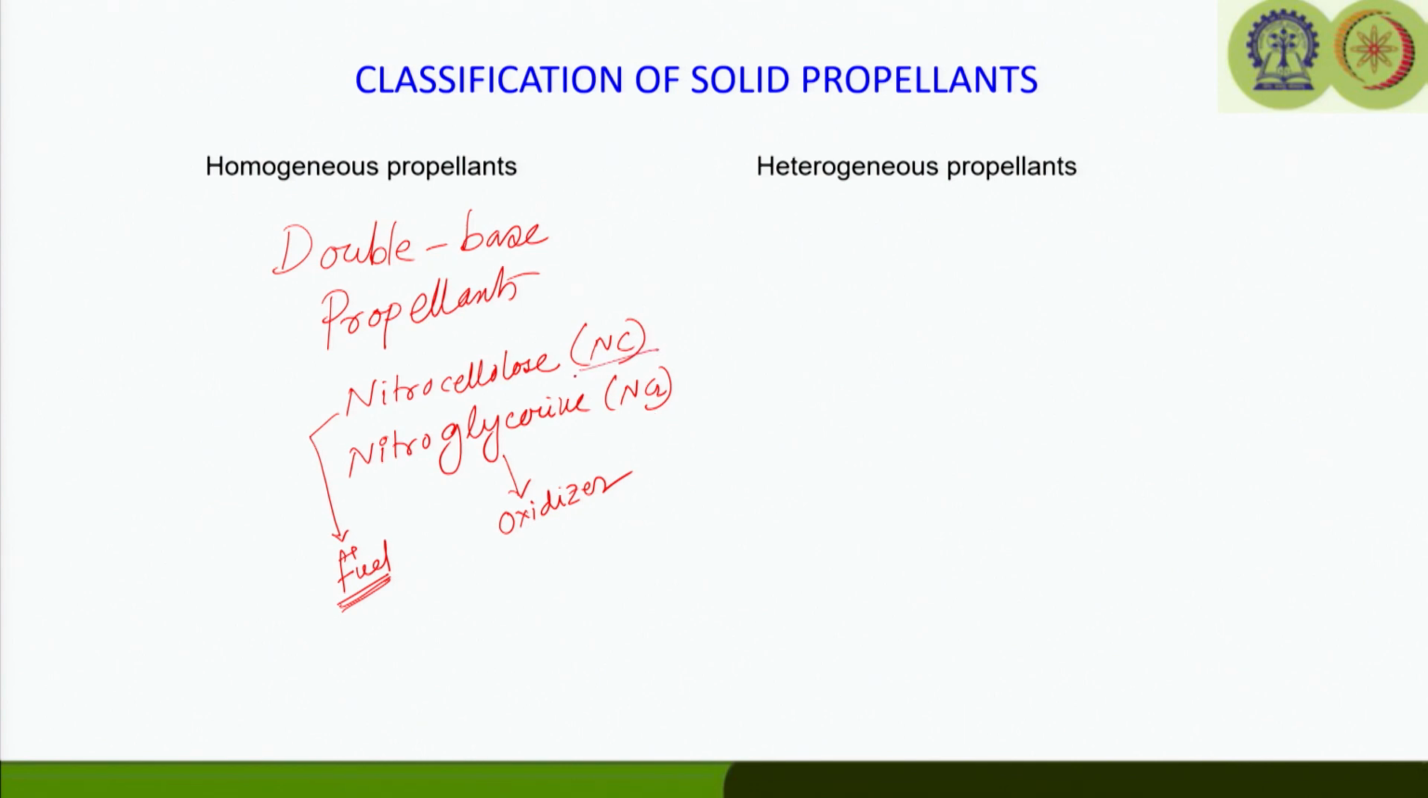Now, both the nitrocellulose and nitroglycerin can act as single propellant, because they have the capability to act as both fuel and oxidizers. However, for double base propellant, the nitrocellulose part is acting as the fuel, whereas the nitroglycerin part is acting as the oxidizer. Once they mix together, they form the double base propellant. Sometimes it is known as the homogeneous propellant, because they are mixed intimately.